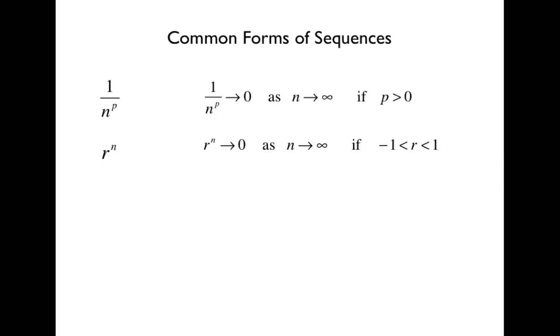And then there's another kind of trivial case. If r is 1, then that sequence is 1. But it's kind of a trivial case. This is really the important case here, the first one. But if r is 1, then you just get the sequence 1, 1, 1, 1, 1, 1, 1, and that goes to 1.